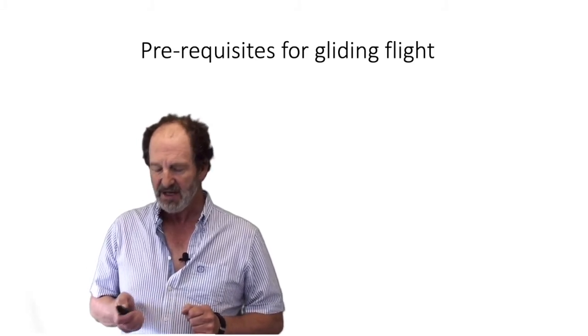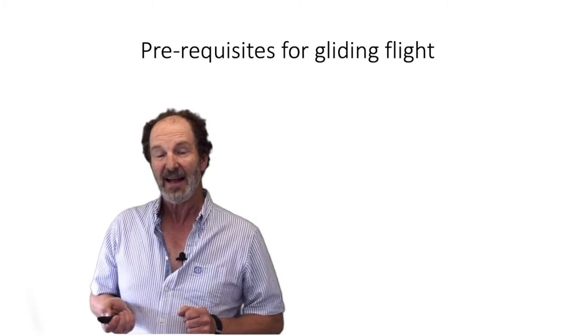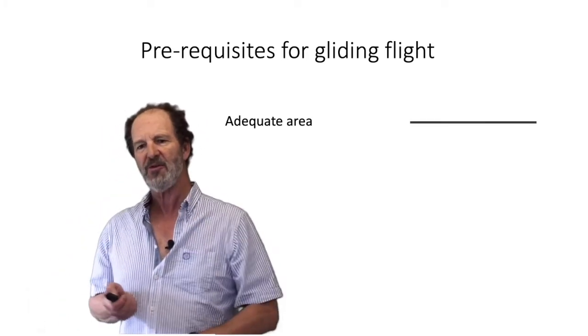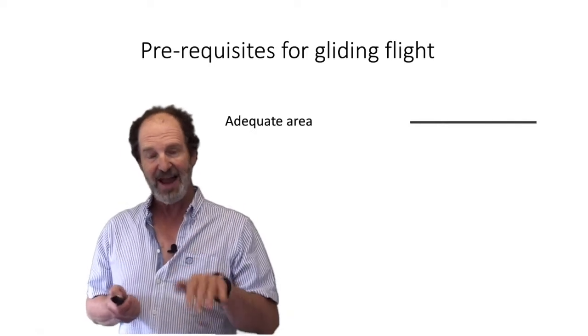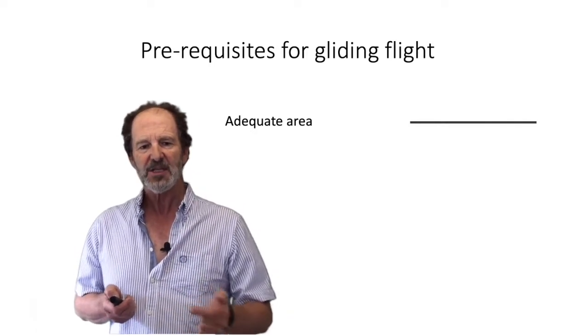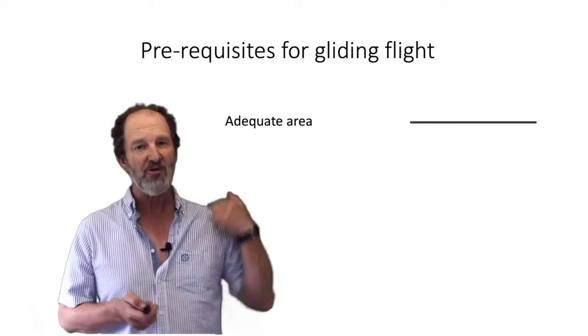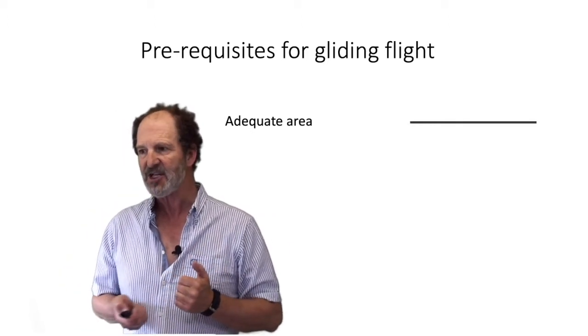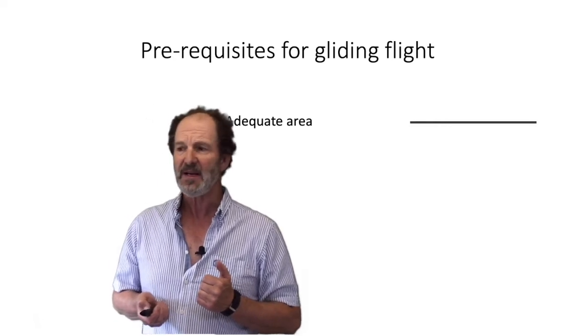But to glide, apart from an adequate area, we need a couple of other things as well. We're going to move forward through the air rather than go straight down, so we need some airspeed. We need to have forward speed. Airspeed is the speed of the air over the surface that is gliding from the front to the back. So that's the definition. So we've got our airspeed and our area.